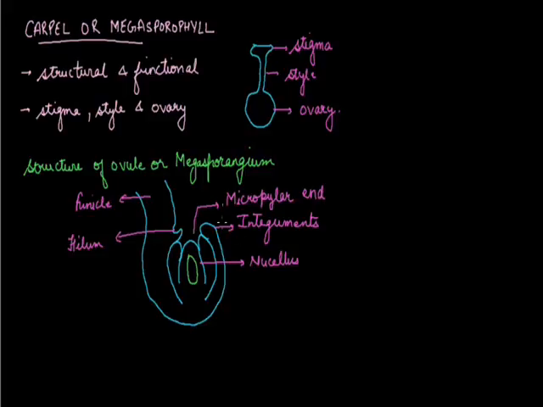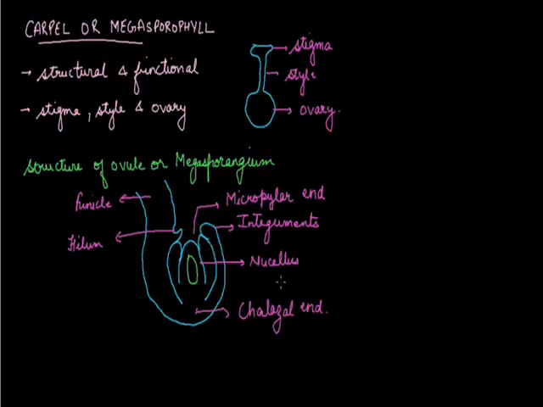Opposite to the micropylar end, this end is known as the chalazal end, which represents the basal part of the ovule. So this is the structure of the ovule or megasporangium.